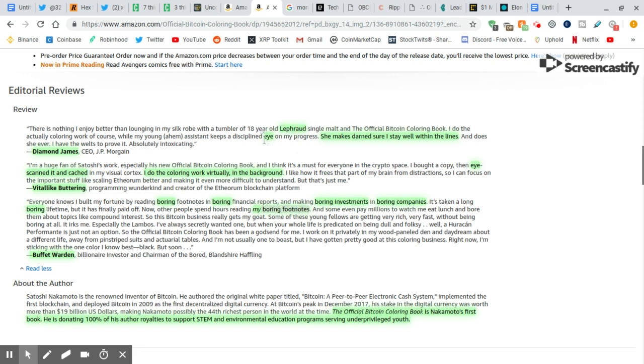Now, I remember, eyes open. I saw a few things. Keep a disciplined eye on my progress. This whole thing doesn't really make sense, but there's so many clues in it. She makes darn sure I stay well within the line, and does she ever. I have the welts to prove it. Absolutely intoxicating. Diamond James, of course, Jamie Dimon, CEO of JP Morgan.